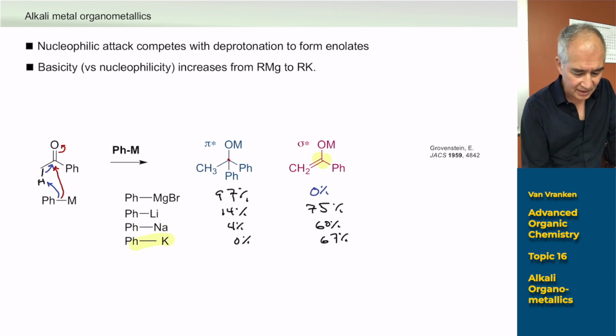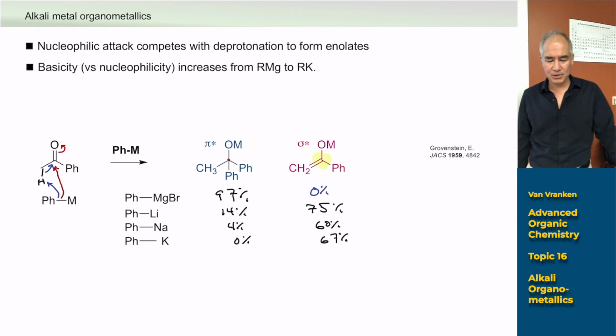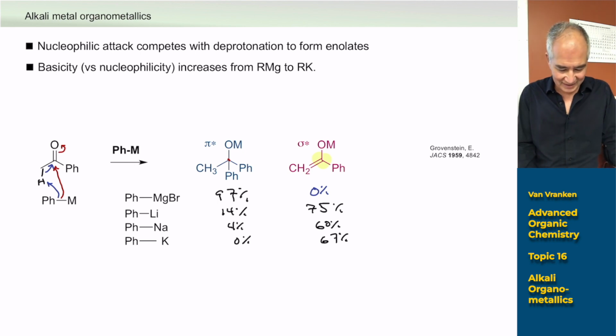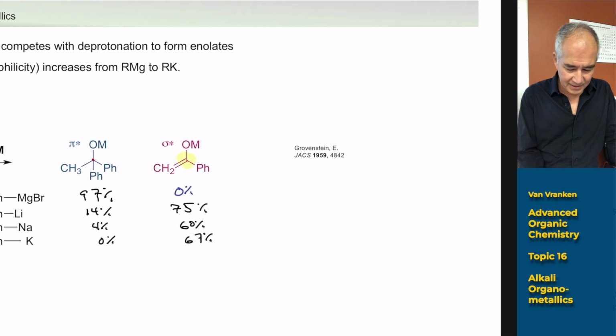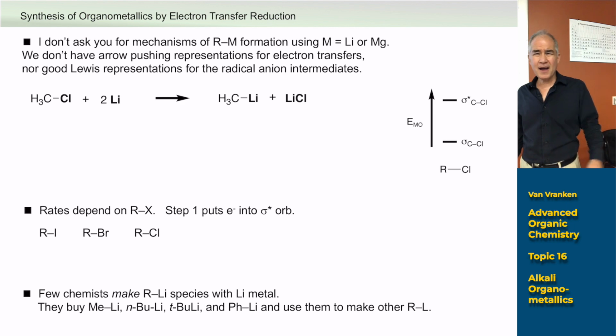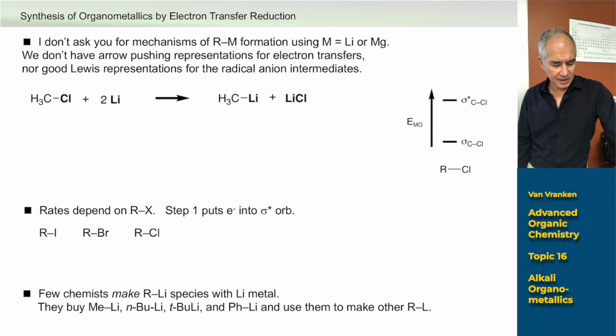They're just too basic. You're just going to see a lot of deprotonation chemistry that you don't want. What we want in organic chemistry is to make C-C bonds, not to deprotonate, right? If we want to make the enolate, we'll use LDA for that and have very good control over that. So that basicity, high reactivity means basicity, unfortunately. So the carbon-lithium and the carbon-magnesium are a good compromise.